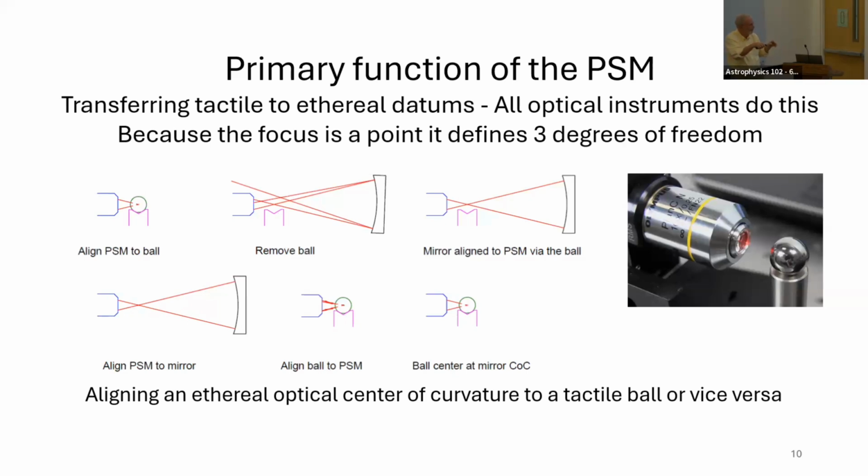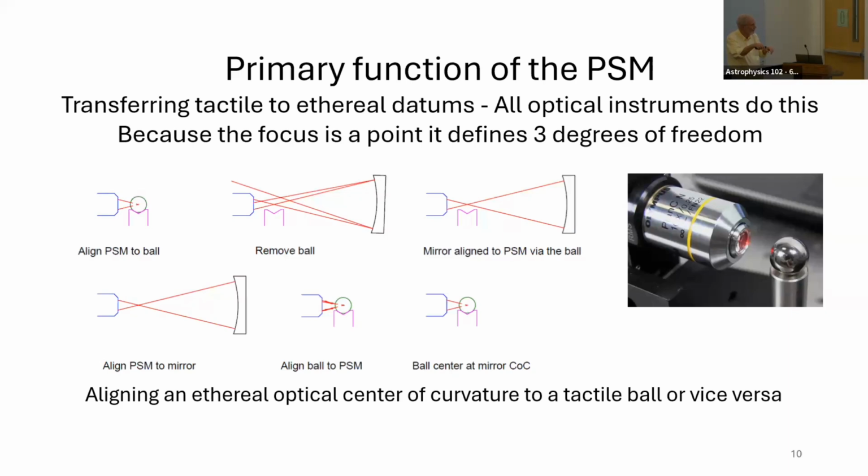And so, for example, if you want to put the center of curvature at a very specific spot, you can locate that spot in space on the wall, which represents a point, align your PSM to the ball, take the ball away, and now align the mirror in 3 degrees of freedom to that point. And my kinematic mount is nothing more than the lens post turned upside down with that sort of conical seat.